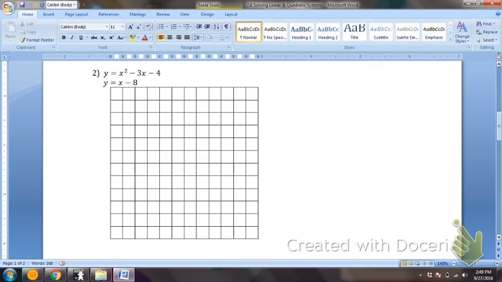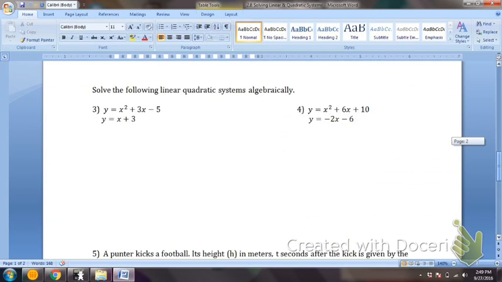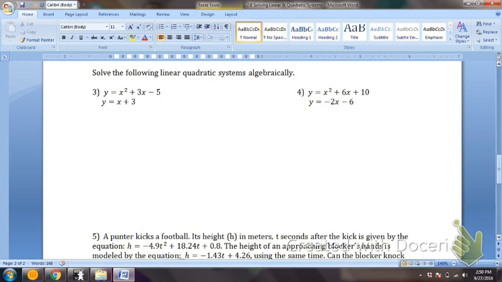Is this on the math ECA? Not this exact problem, but you can use a graphing calculator on the ECA, yes. Okay, so what if I asked you to solve this system algebraically, which means without a calculator? So you can set your calculator to the side for a minute.